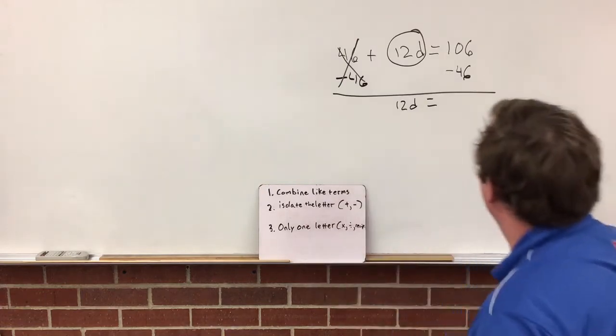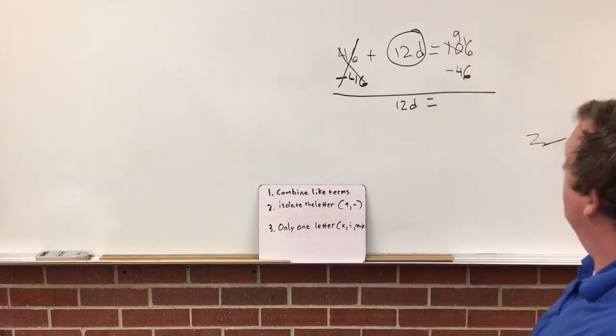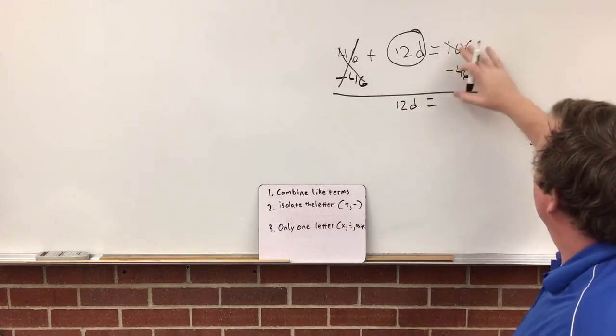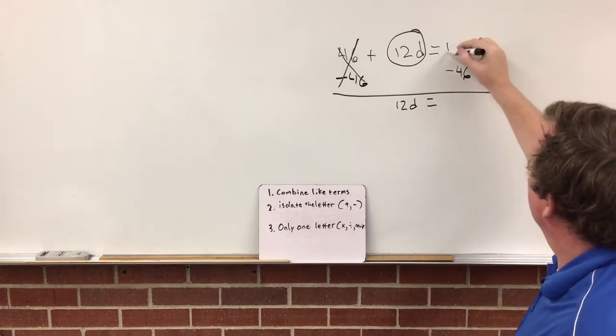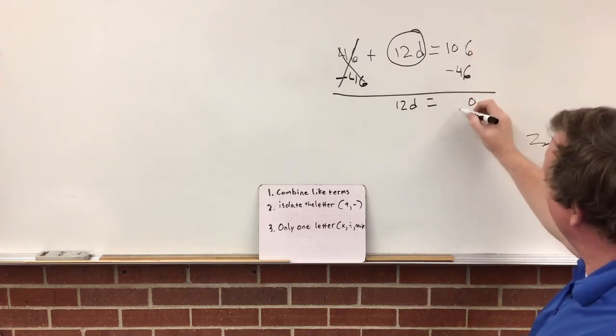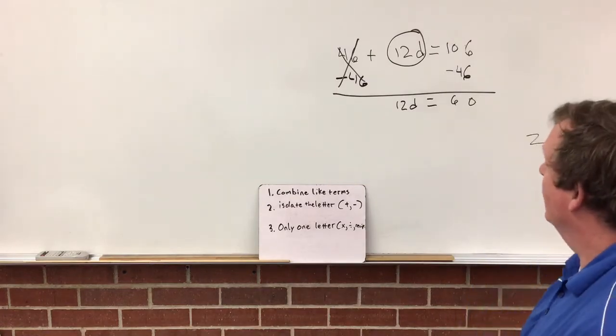Lost my pen. Borrow from the 10, make it a 9. Put one over there. Well, no, I don't have to borrow from the 10. Redo that. 6 minus 6 is 0. 10 minus 4 is 6. Okay, now I'm back on track.